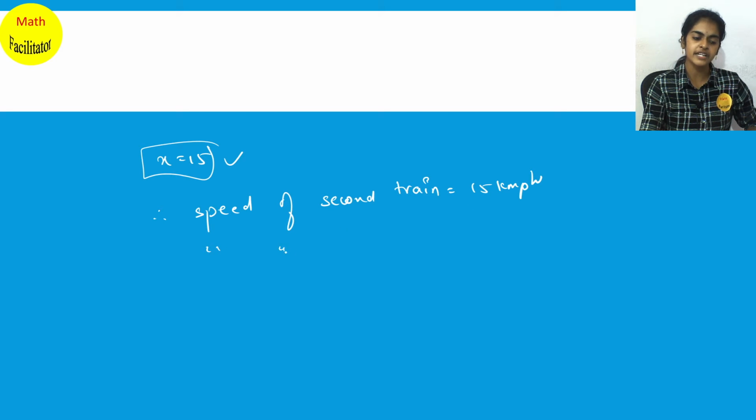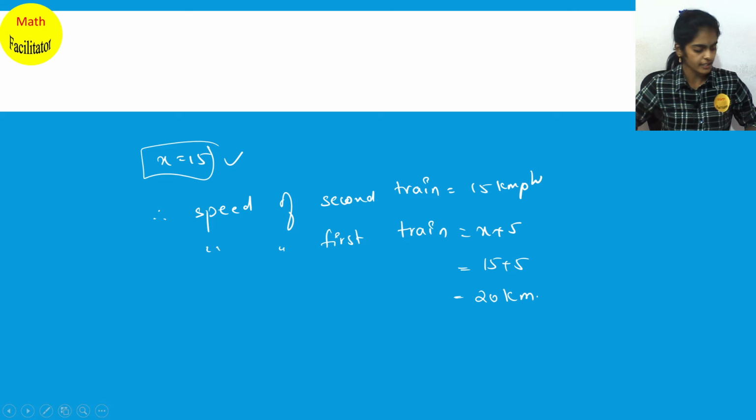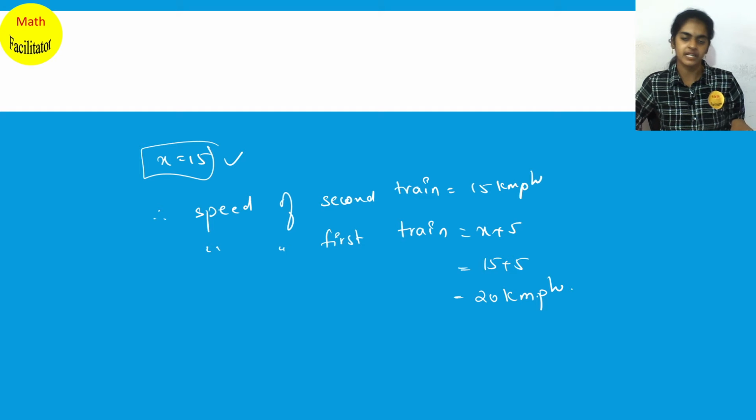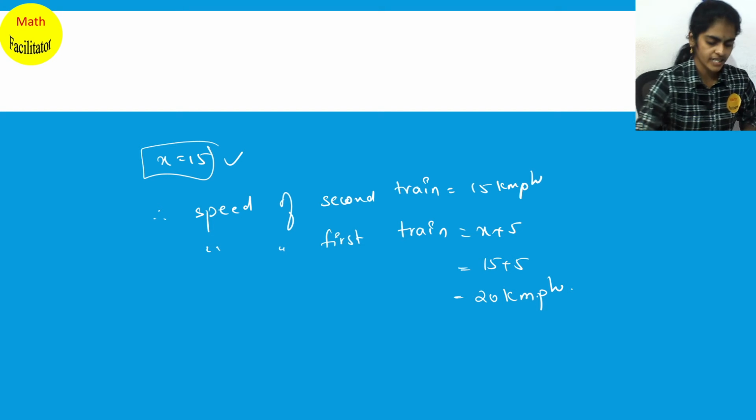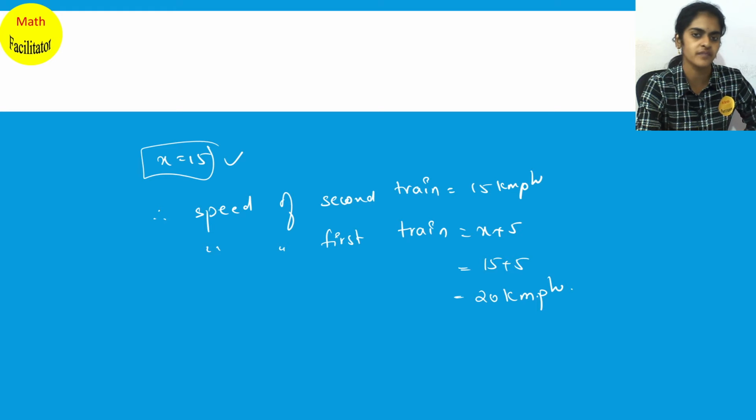And what is the speed of the first train? First train is 5 kilometer more than the second train, so it was x plus 5. Do you remember? Now it is 15 plus 5, so speed of the first train is 20 kilometer per hour. So the first train and second train speeds we have found out. So we found the speed of each train, 15 km per hour and 20 km per hour. Let's proceed to the next question.